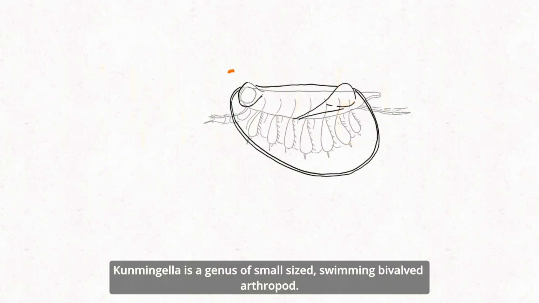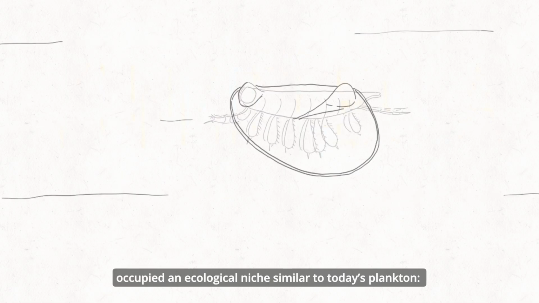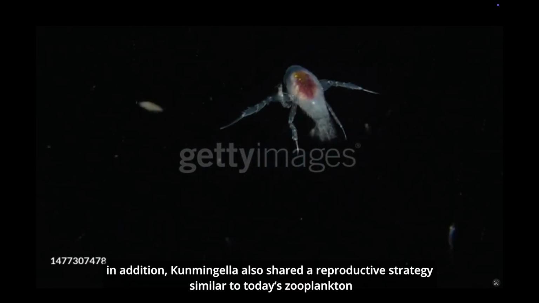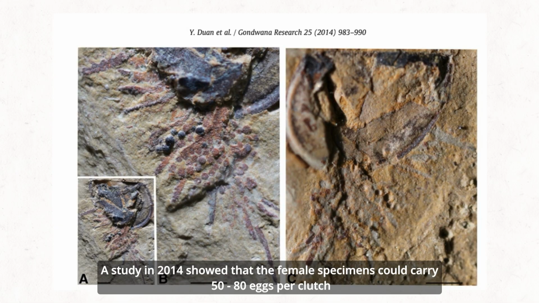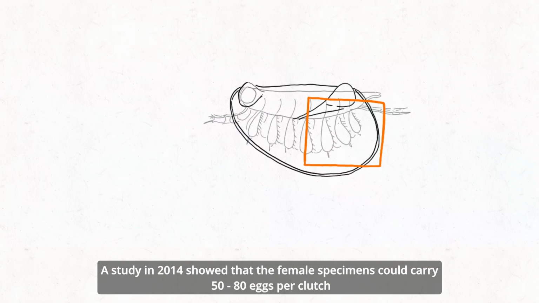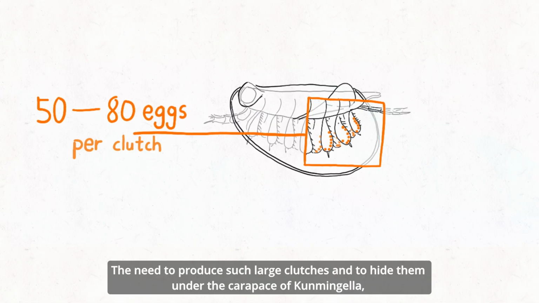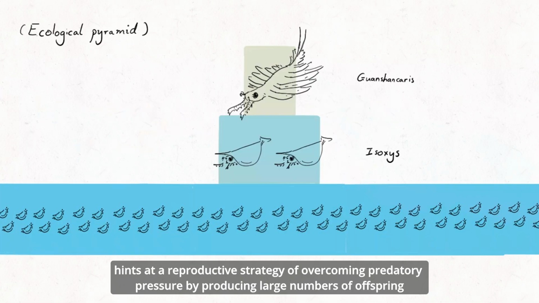Cambrian is a genus of small-sized, swimming bivalve arthropod. They are often found in groups and occupied an ecological niche similar to today's plankton, acting as food sources for larger predators. In addition, Cambrian also shared a reproductive strategy similar to today's zooplankton. A study in 2014 showed that female specimens could carry 50 to 80 eggs per clutch. The need to reproduce such large clutches and to hide them under the carapace of Cambrian hints at a reproductive strategy of overcoming predatory pressure by producing large numbers of offspring.